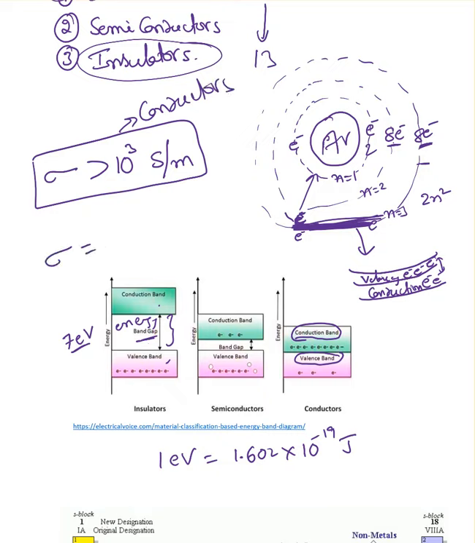Okay, so the conductivity in insulators, this is for conductors. Conductivity for insulators is 10 to the power of minus 8 Siemens per meter. Okay, so conductivity is less than 10 to the power of minus 8 Siemens per meter.